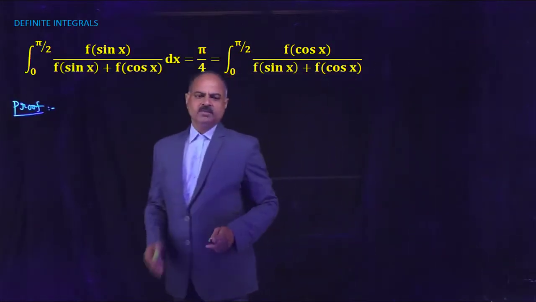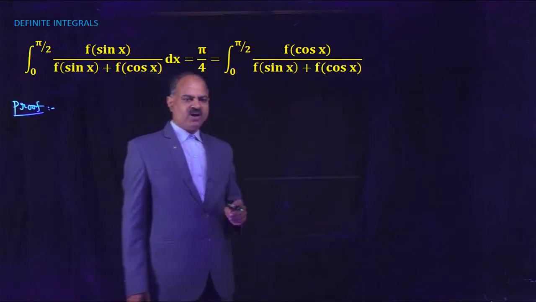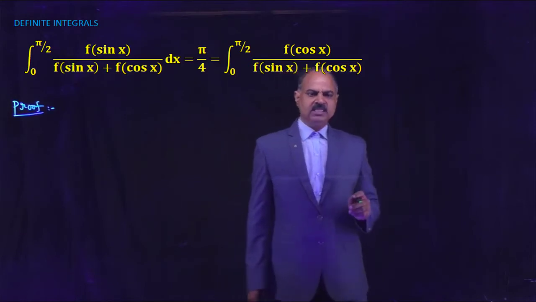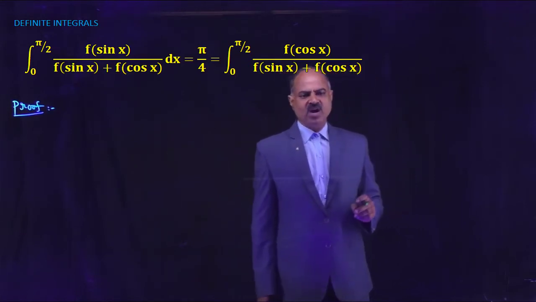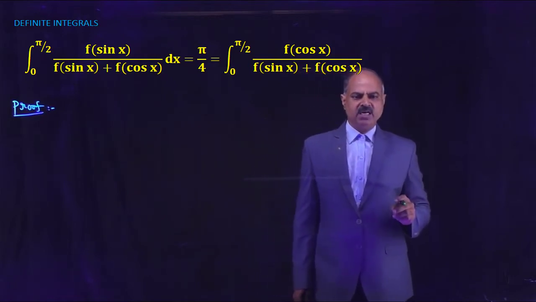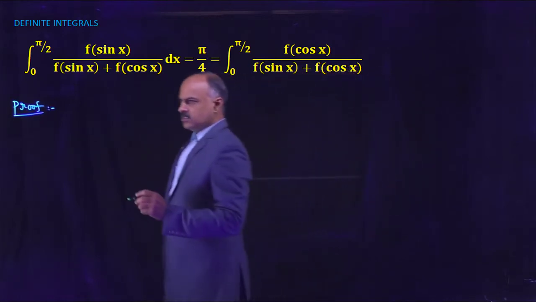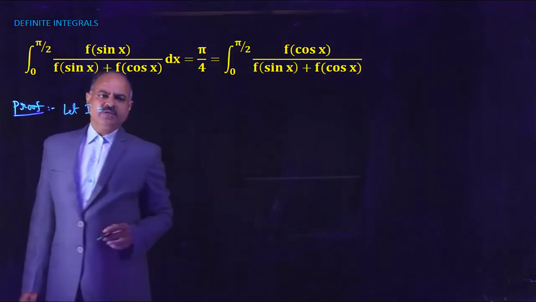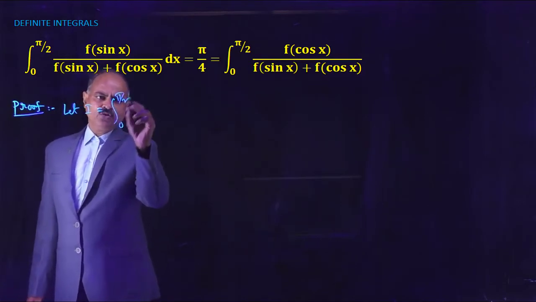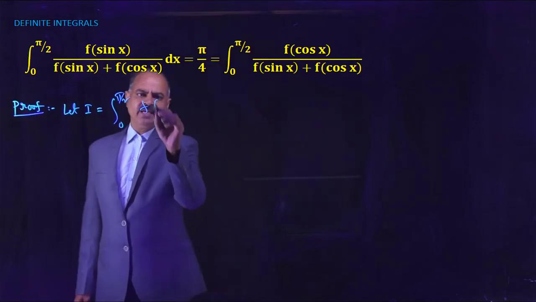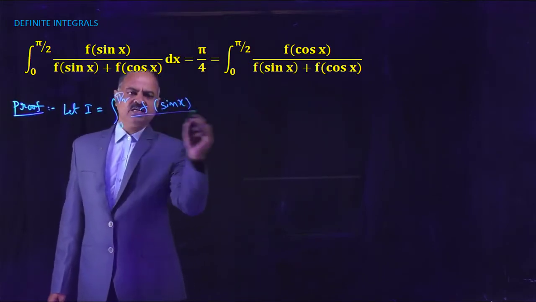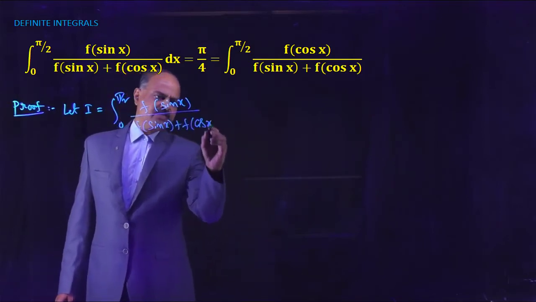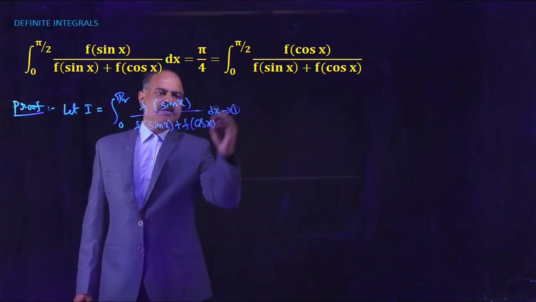Next formula: integral 0 to pi by 2 f of sin x by f of sin x plus f of cos x dx is equal to pi by 4. That is equal to integral 0 to pi by 2 f of cos x by f of sin x plus f of cos x dx. So let I be equal to integral 0 to pi by 2 f of sin x divided by f of sin x plus f of cos x dx. This is equation number 1.